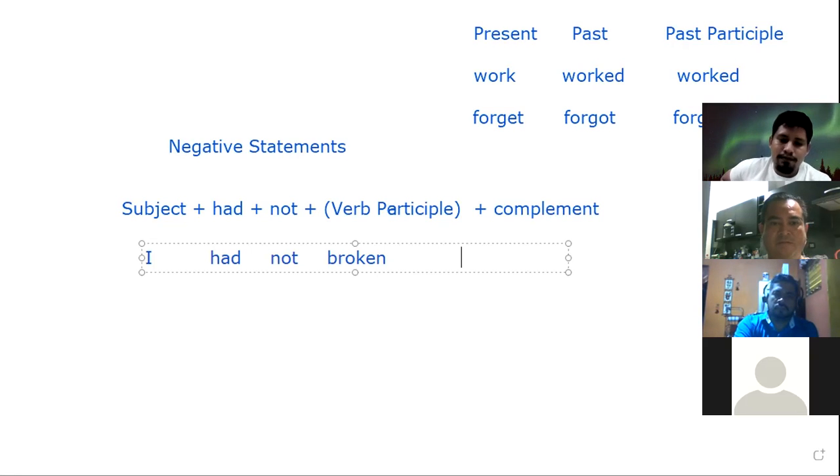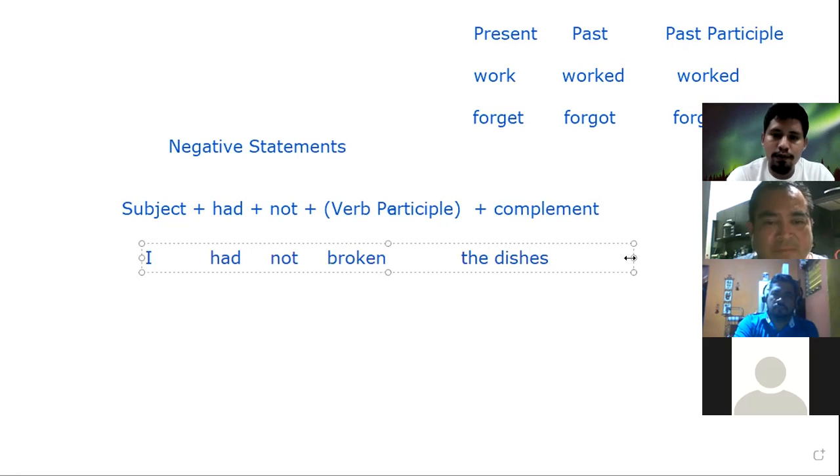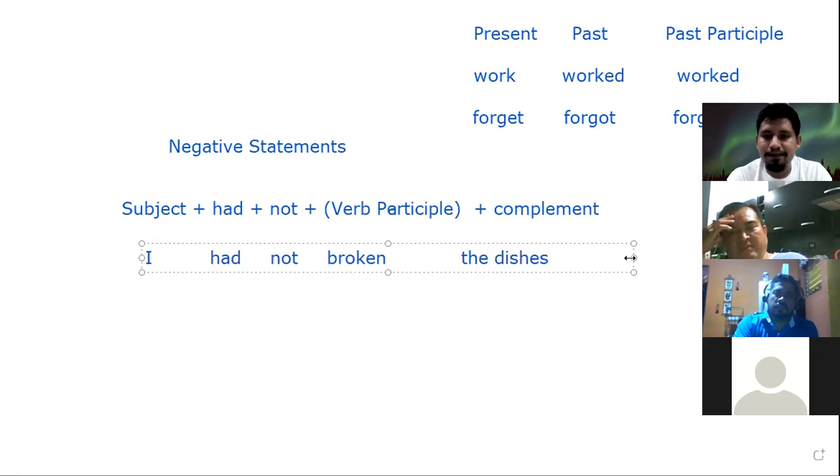The dishes. Okay, the dishes. Okay, I have not broken the dishes. I had not broken the dishes. En español, ¿cómo se traduce esto? Yo no quebré los platos. Más o menos. Yo no he quebrado los platos.